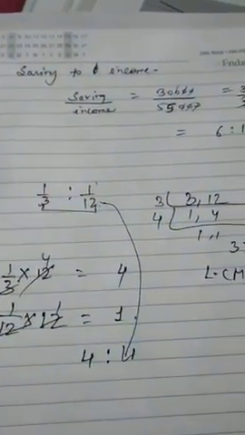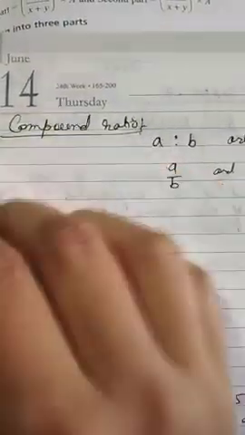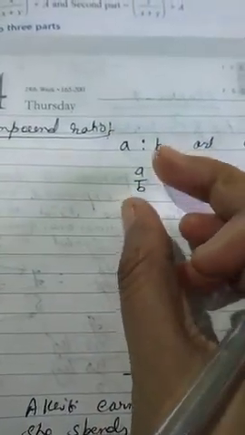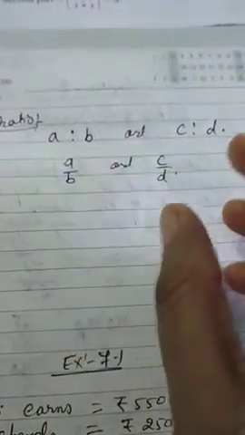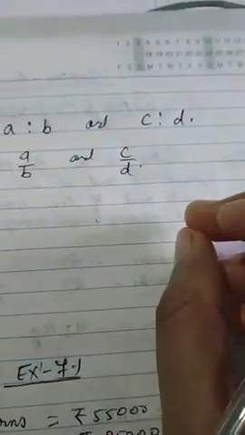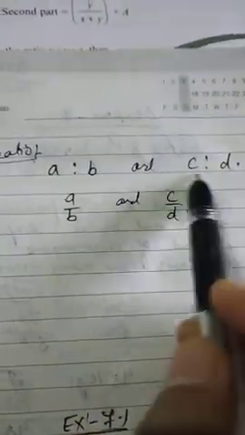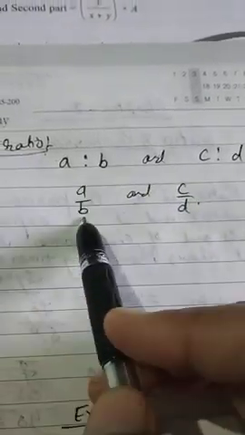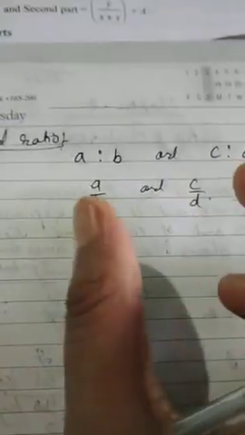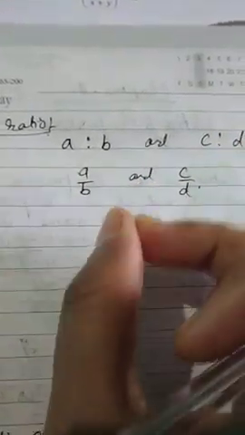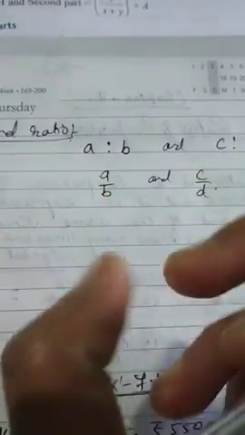Clear? Now one more topic, compound ratio. This is very important. A ratio is known as a compound ratio of two or more ratios if its antecedent is the product of the antecedents of the given ratios and its consequent is the product of the consequents of the given ratios. Suppose two ratios are given, A is to B and C is to D. We can write them as A by B and C by D. You have to join them and make one ratio, the compound form.